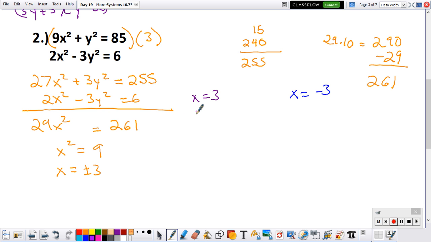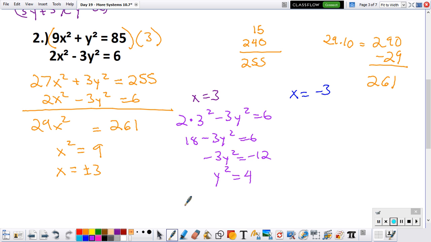So, I'm going to go to the second equation because that 85 is really not something I want to play with if I don't have to. It's not like I'm afraid of it. I'm not afraid of you, 85. But I'd rather do the second equation. So that's going to be 9. 9 times 2 is 18. Subtract the 18. Negative 3y squared equals negative 12. Divide by 3, y squared equals 4. And we get y equals plus or minus 2.